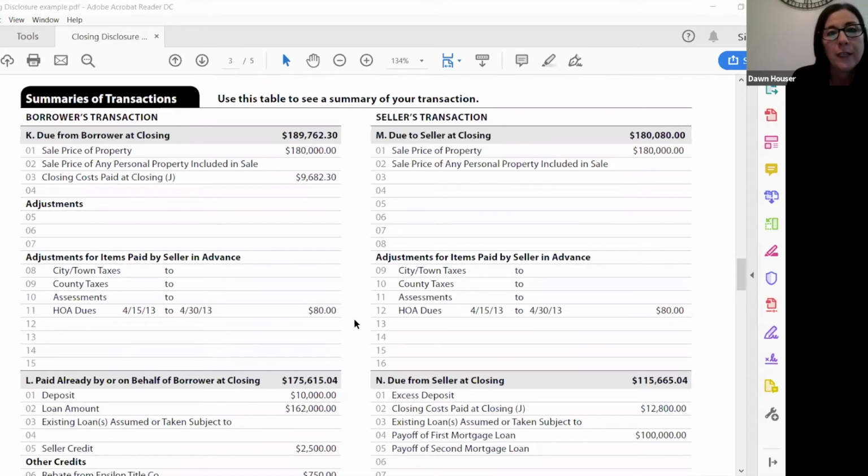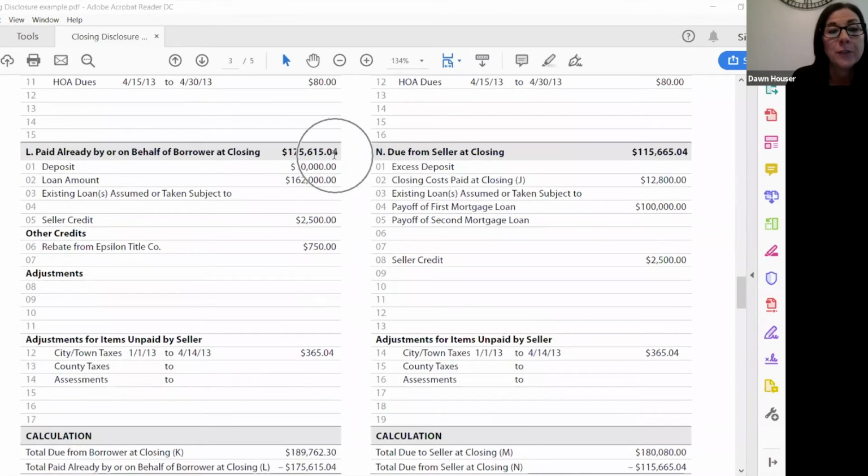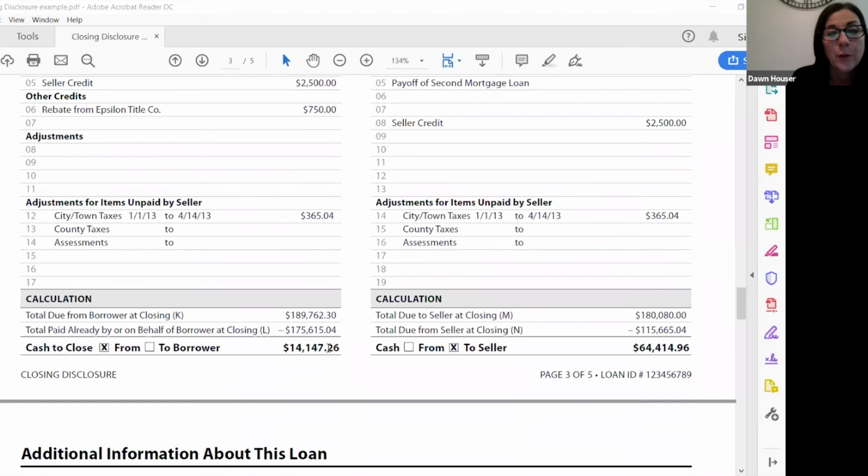So when you take the due, the loan amount, and L is $175,615. So that's where you're taking your loan amount, you're giving your deposit, you're giving your seller credit, the rebate from the title company, and then your seller adjustment under there. So when you take that down, you'll take that number, the 189,762, and minus off the loan and the things you've paid, the credits and whatnot. And that's where we're coming up with the cash to close.